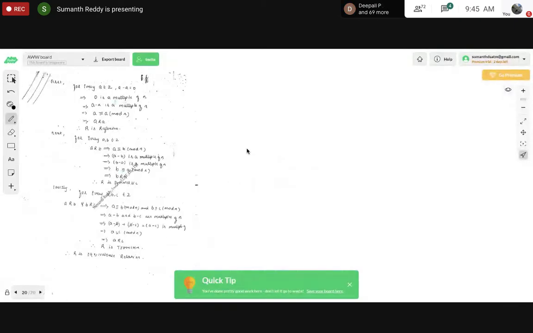So in general, as you already know, 0 is a multiple of any number, right? In fact, 0 is a multiple of 2, 0 is a multiple of 3, 4, 5. Any number will divide 0. For example, if you take 5, 5 into 0 is 0, right? So will you agree 0 is a multiple of n?